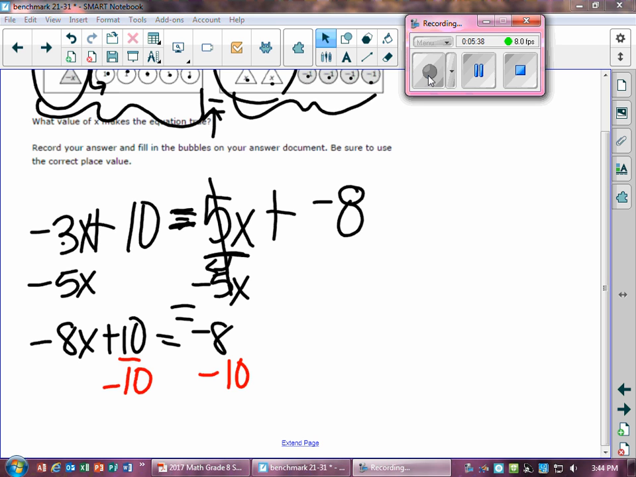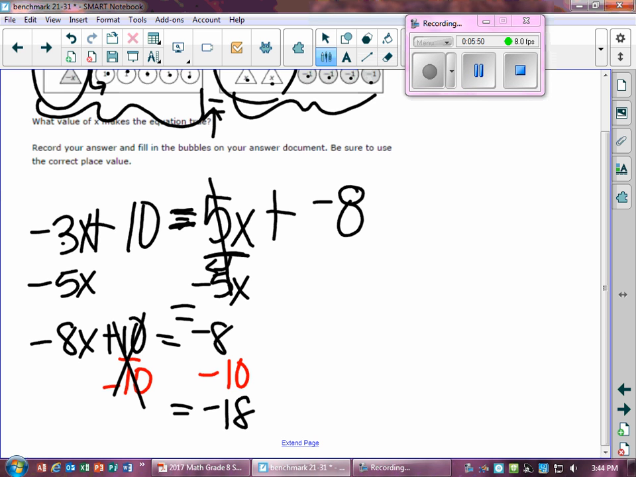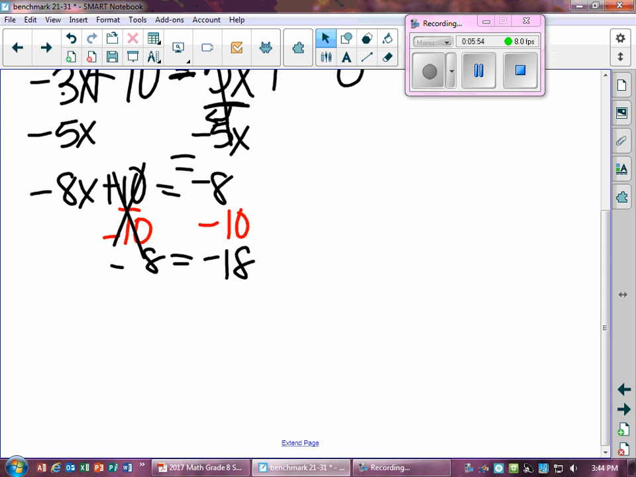Okay. So we know that 10 plus minus 10 is 0. Cancels out. Now we have negative 8 plus negative 10. The same signs, we add them together. So that's negative 18. And on this side, we're left with negative 8. Okay, so we extend the page. All right, oh, I'm sorry, that's negative 8x.